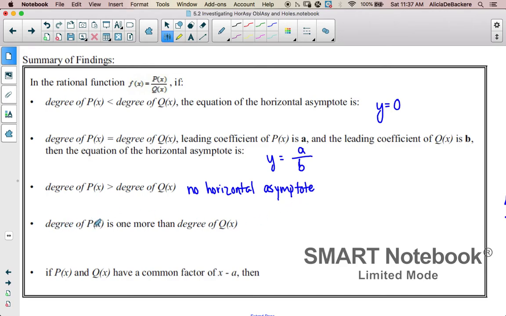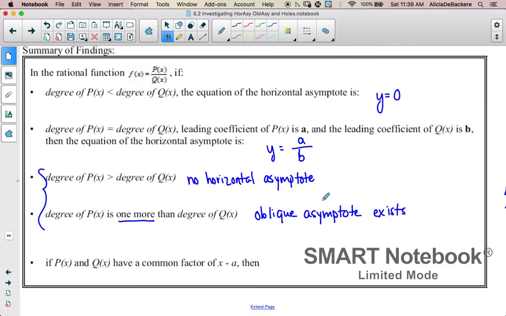Now, if the degree of p of x is 1 more than the degree of q of x, then I have an oblique asymptote. You guys do know how to find the equation of the oblique asymptote. It involves long division, but we are going to skip that. So you just have to tell me yes, it exists, or no, it does not exist.